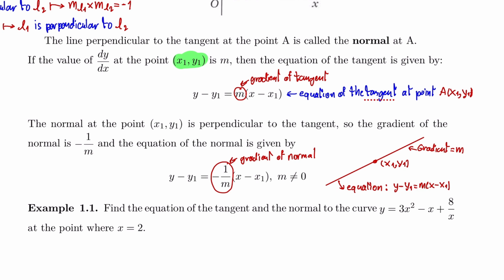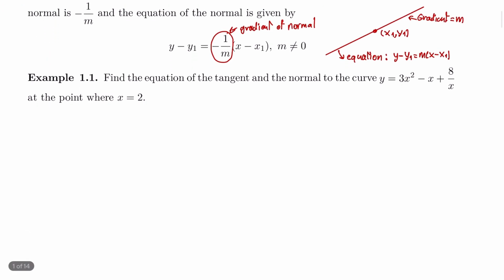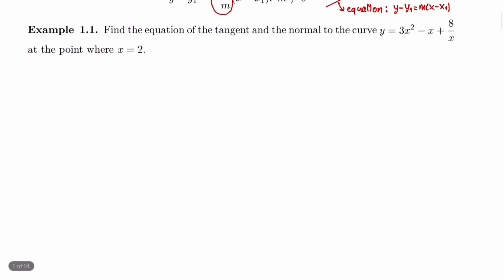Right? Now, are you ready for the example? Let's do the example. So we have the equation. We have to find the equation of the tangent and the normal to the curve y equal to 3x squared minus x plus 8 over x.